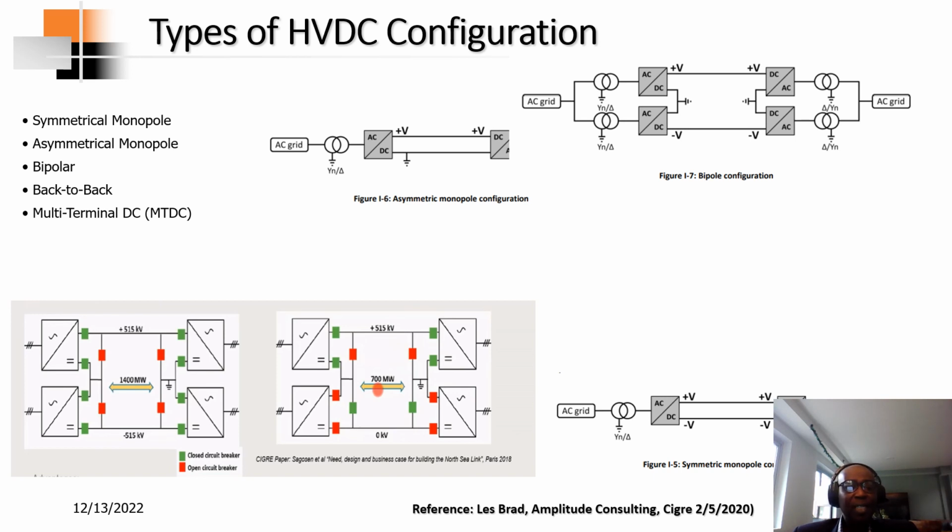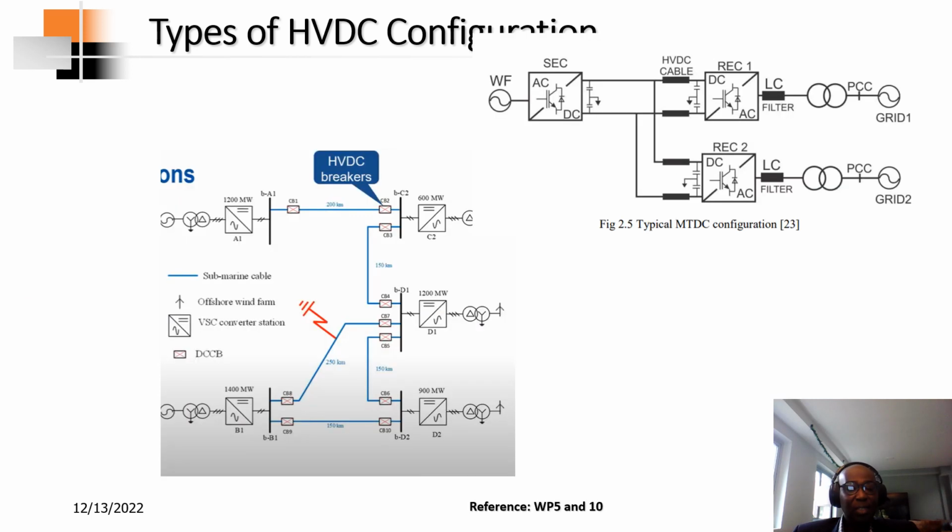Then we have the rigid pole, right? Basically that has switches that allow us to switch the converters. And for the multi-terminal DC configuration, we can have a series and parallel in a meshed configuration.